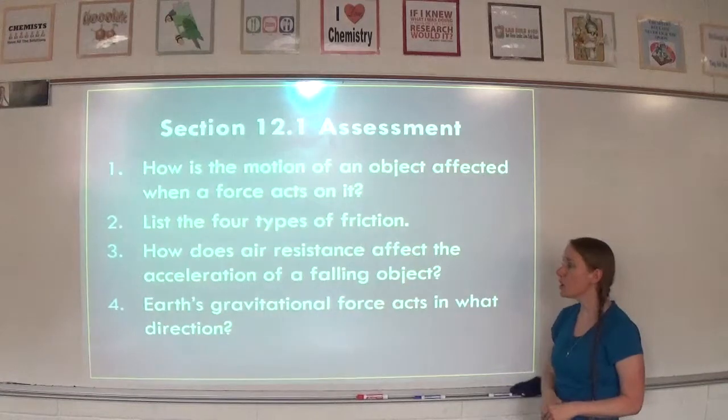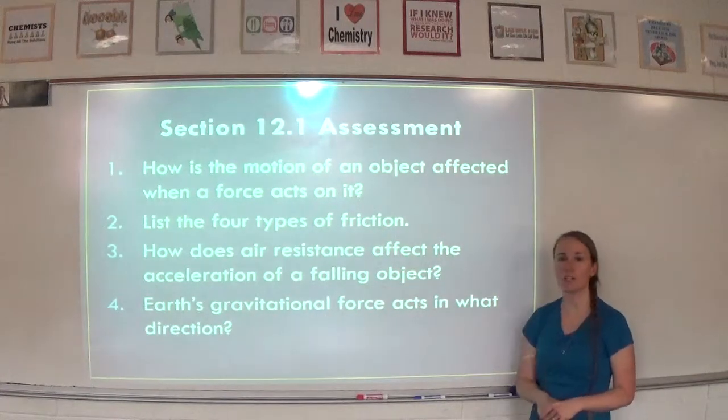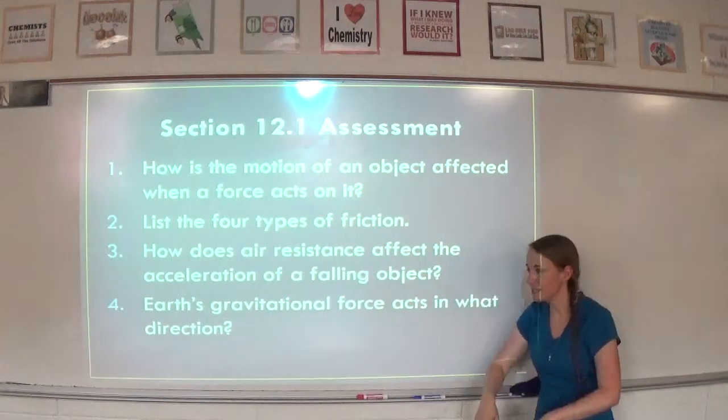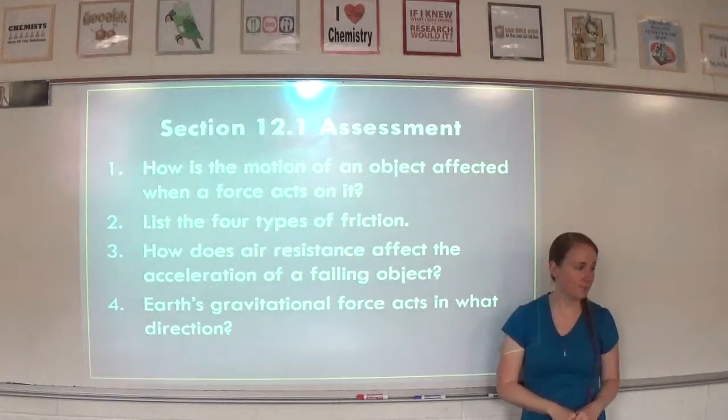Number 4, Earth's gravitational force acts in what direction? You know this. It acts downward towards the earth.